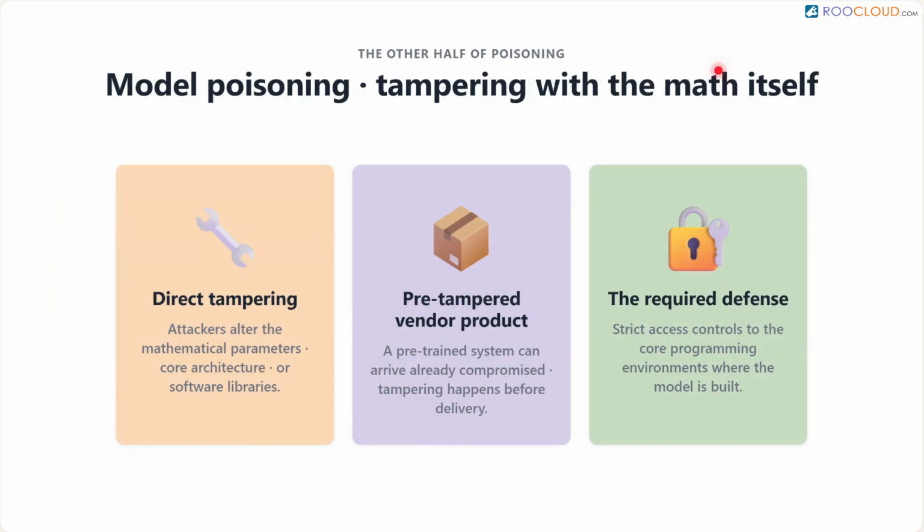Model poisoning is a completely different approach. Instead of corrupting the raw information, the attacker directly tampers with the mathematical parameters, the core architecture, or the software libraries of the model itself. This can also happen if you purchase a pre-trained system from a vendor that was tampered with before delivery. Preventing direct model poisoning requires exceptionally strict access controls to the core programming environments.